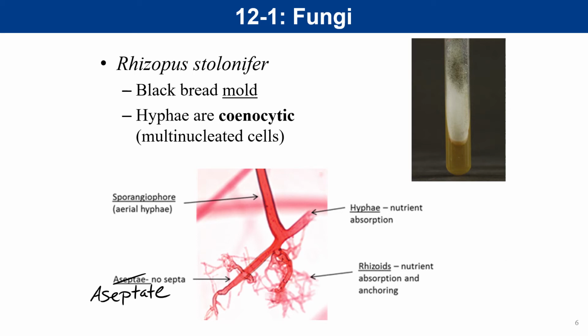Also, there are specialized hyphae that grow into the air, generally referred to as aerial hyphae, and these aerial hyphae have even more specialized names like sporangiophore in the instance of Rhizopus stolonifer. So Rhizopus stolonifer's aerial hypha is called a sporangiophore.